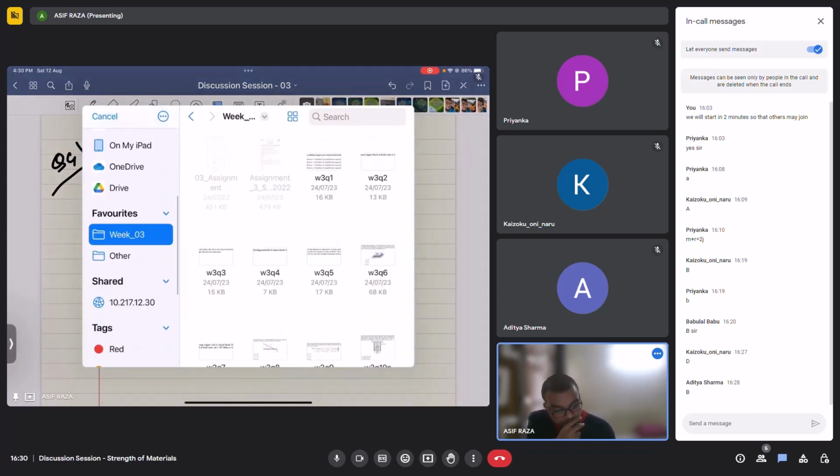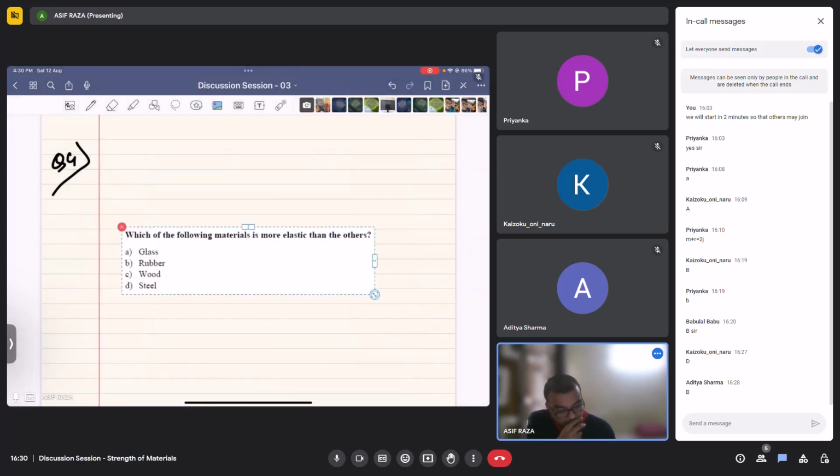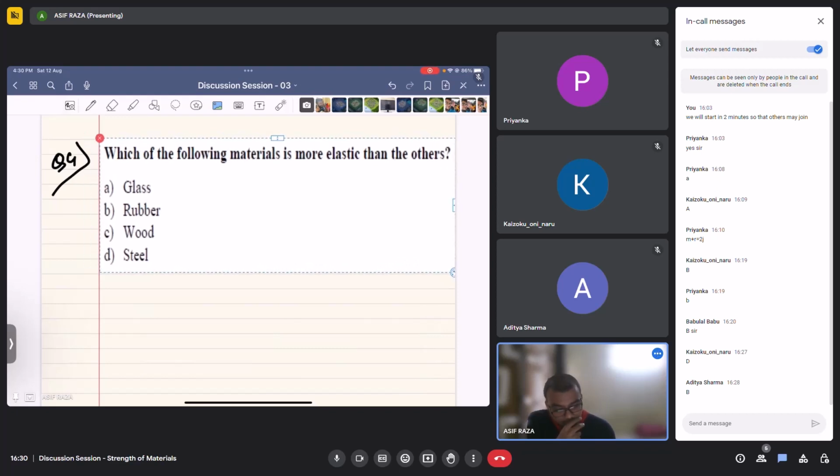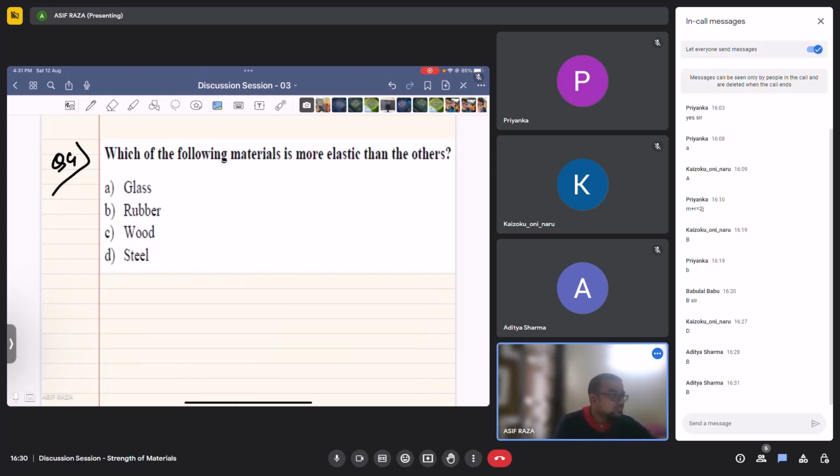Question 4. This is a classic question. Which of the following materials is more elastic than the others? The options are glass, rubber, wood, steel. Okay, I see. I thought that you guys would give answer option B.